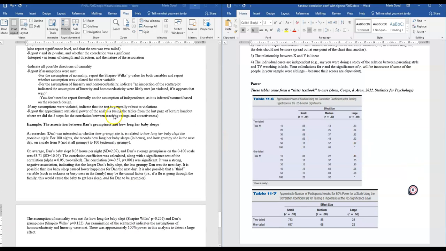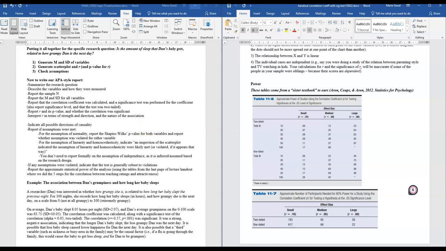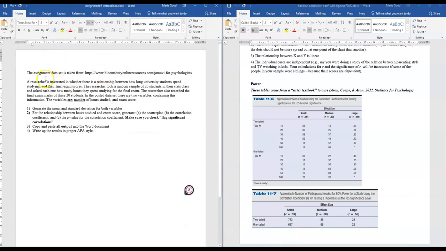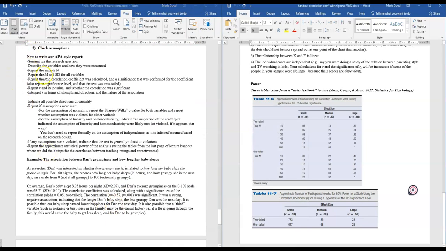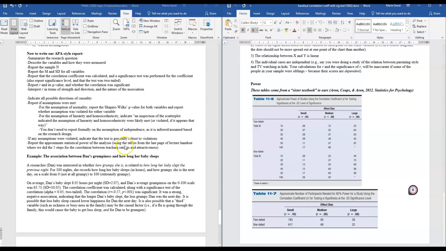Okay, so that is all for correlation. Your assignment 9 instructions are to go and open another data set, take a look at this very, very simple research question, then do the same things with the variables in this data set that we just did with the variables in the parenthood data set, generating the scatter plot, correlation coefficient, the p-value, copying and pasting your output, and writing up the results in proper APA style format. So just following the guidelines that I have here. And that's all.